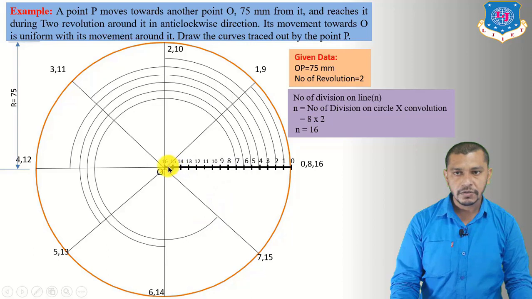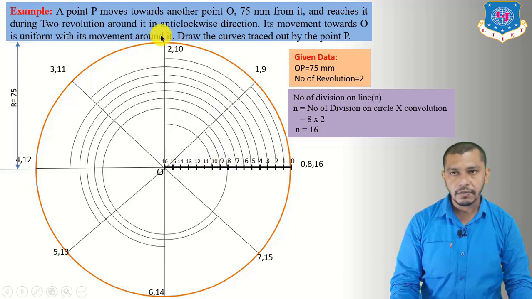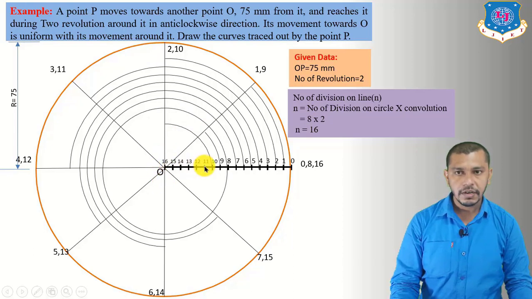8 will be over here, so center at O, radius equal to O to 8, give an arc, it will be over here. Center at O, radius equal to O to 9, give an arc on the ninth division of the circle. Center at O, radius O to 10, give an arc on the 10th division of the circle. Center at O, radius O to 11, give an arc on the 11th division. Center at O, radius O to 12, give an arc on the 12th division of the circle.